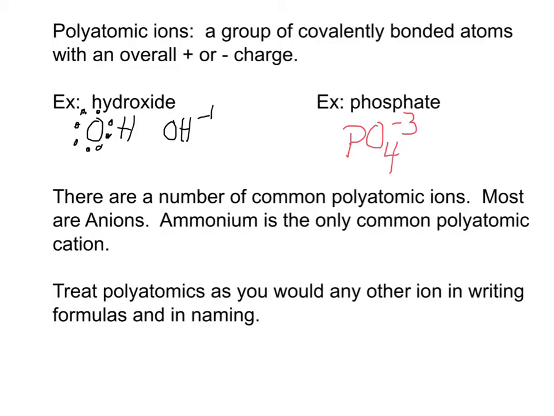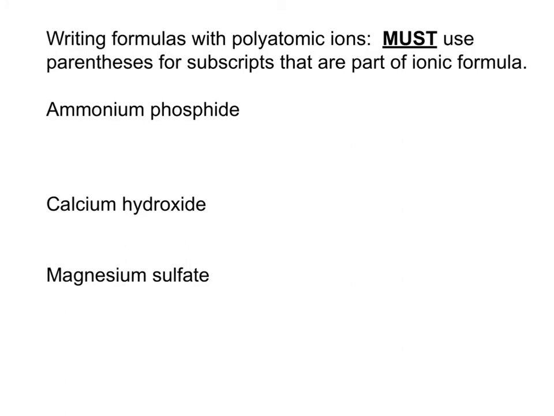Let's take some examples. The first thing is that you have to use parentheses anytime you're using polyatomics. You don't want those subscripts to be flip-flopped when you do your crisscross method. The first example is ammonium phosphide. Ammonium is NH4+. How did you know that, Mr. Hunter? I just memorized it.